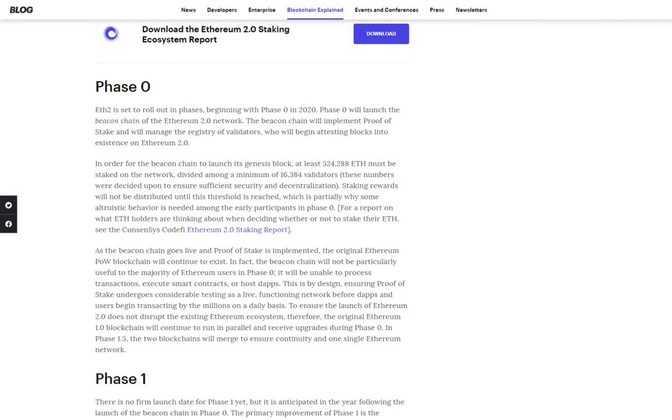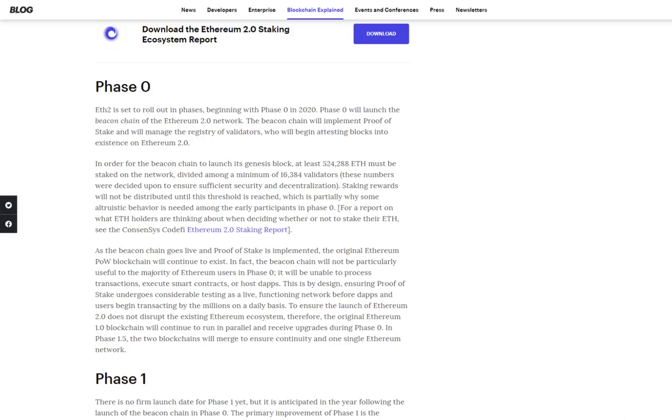The Ethereum rollout will begin with Phase 0, and Phase 0 will launch the beacon chain of the Ethereum 2.0 network. The beacon chain will implement proof of stake and will manage the registry of validators who will begin attesting blocks into existence on ETH 2.0.